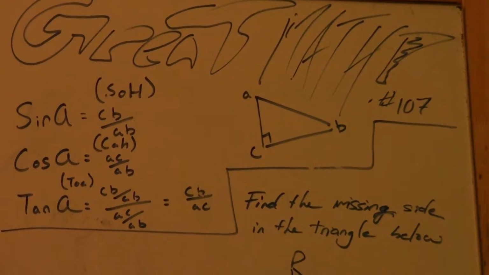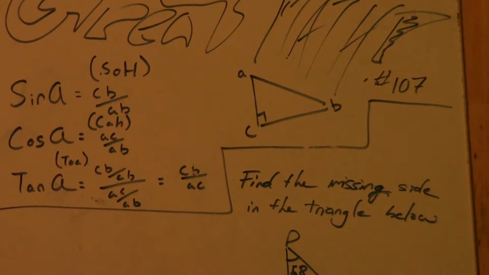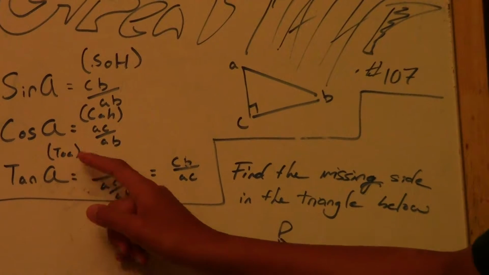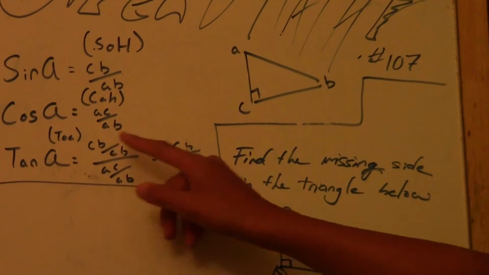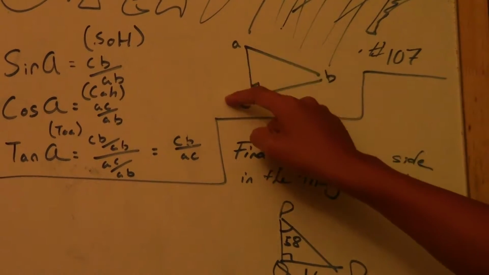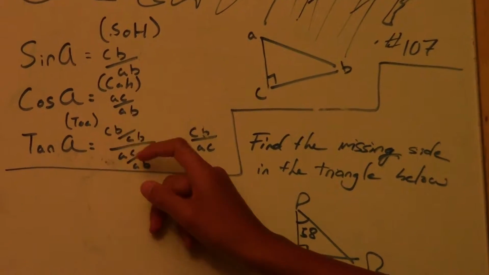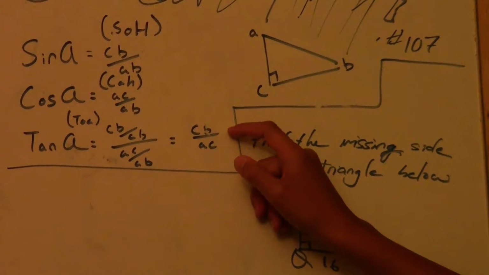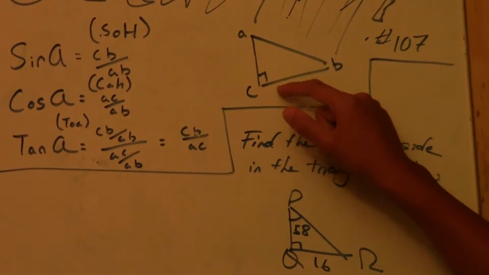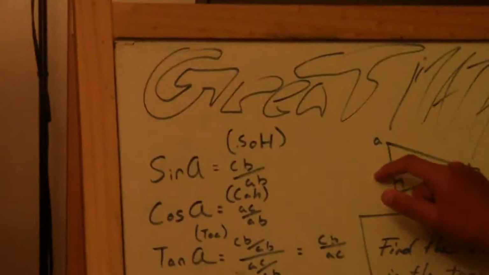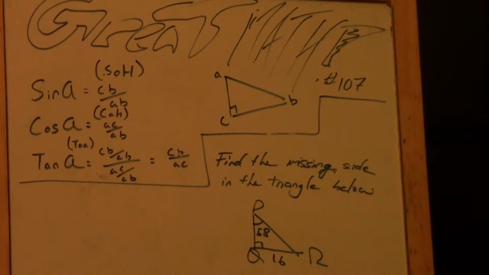Then we get to tangent, or tan. It stands for TOA, tangent, opposite over adjacent. So the opposite over the adjacent, or it's just sinus divided by cosinus. So I did sinus divided by cosinus here, and then here I did the opposite divided by the adjacent. So that's pretty much what it is.